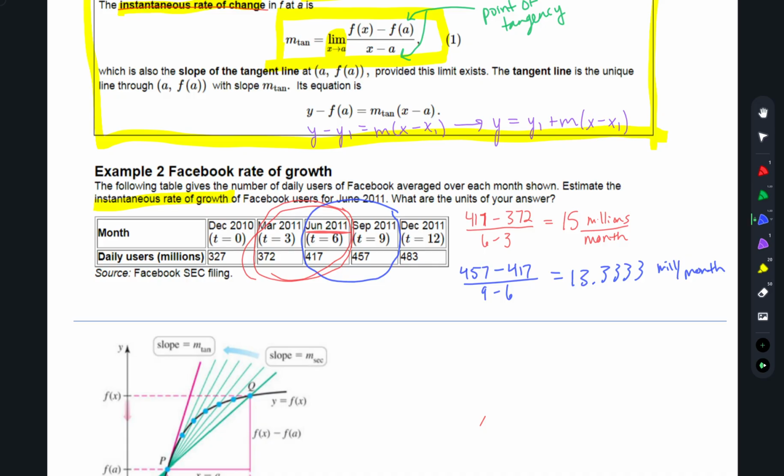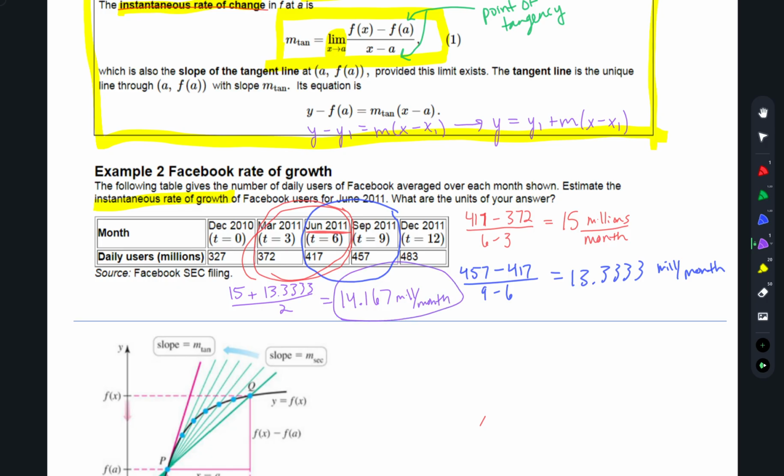Oh, I didn't even average it. Averaging it, you just divide by 2. So you can go 15 plus 13.3333 and divide by 2. So then that's 14.167 millions per month.